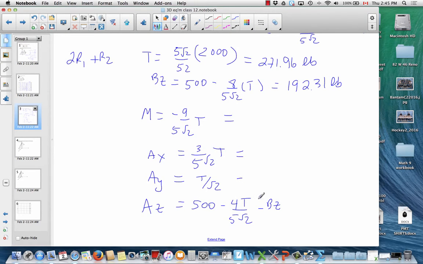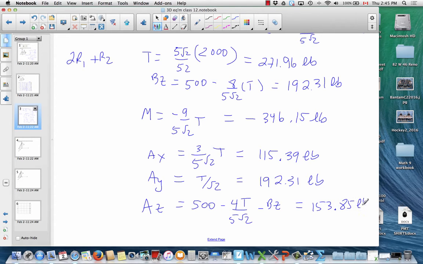So it's good to show the math to about this level of detail, because if you just write down the answers, if they're wrong, then I don't know what you did, and I can't give you partial credit. So there's a complete solution to the problem.